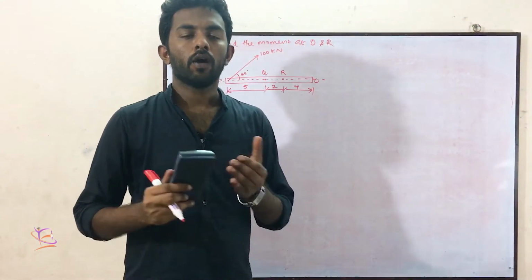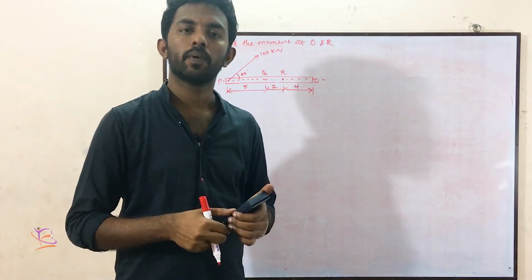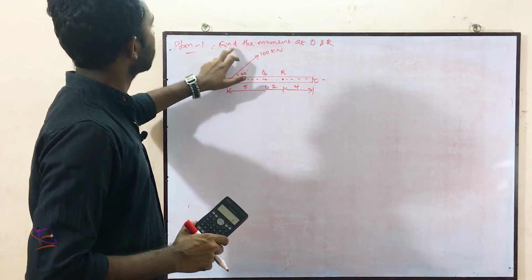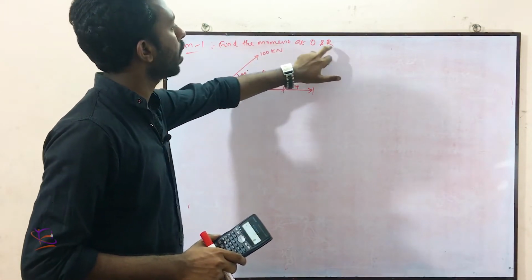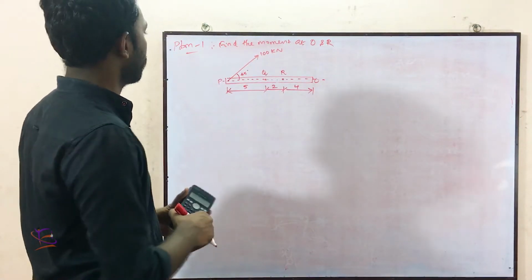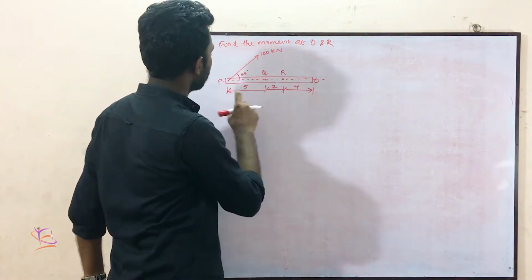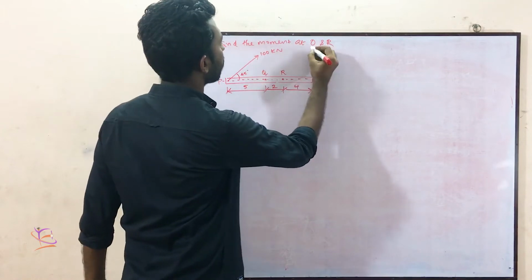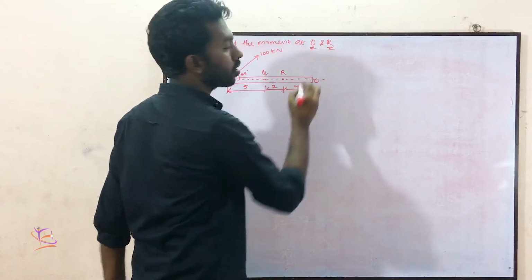Now we are going to see a very simple problem on moments. The first question: find the moment at O and R. This is the structure given, the space diagram, with points P, Q, R, O. We have to calculate the moment about the points O and R.